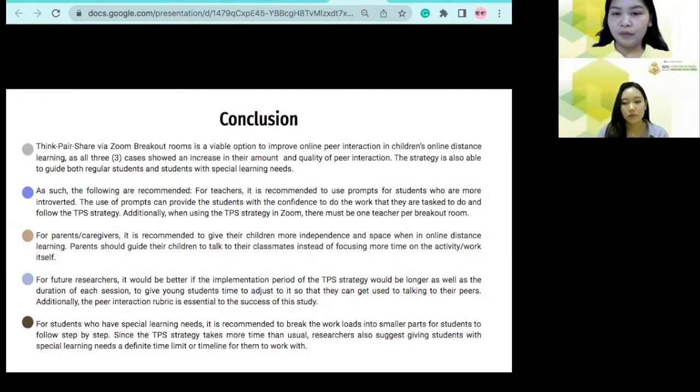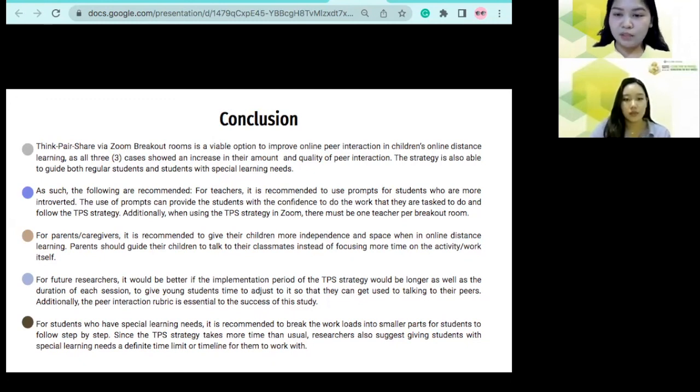For future researchers, it would be better if the implementation period of the TPS strategy were longer, as well as the duration of each session, to give young students time to adjust to it so that they can get used to talking to their peers. Additionally, the peer interaction rubric is essential to the success of the study.